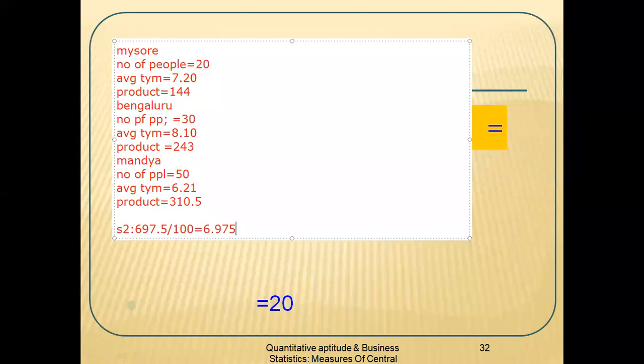Is it clear? We did not apply the formula anywhere. Even though there are formulas, we have not used the formula, we have solved it directly. So try to solve this based on logic only. Okay. Is it clear, students? Can we go to the next concept?